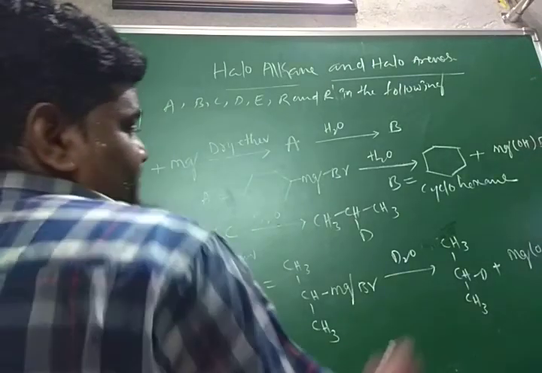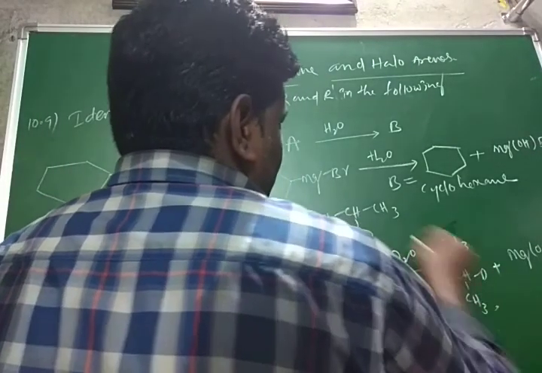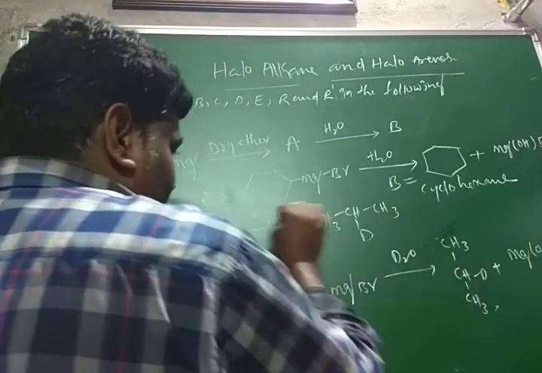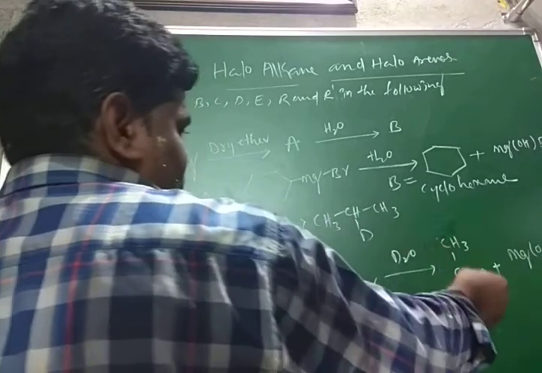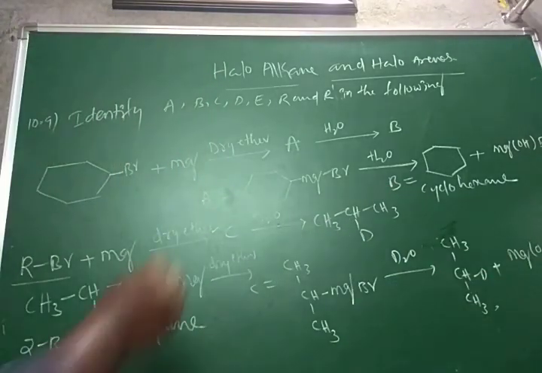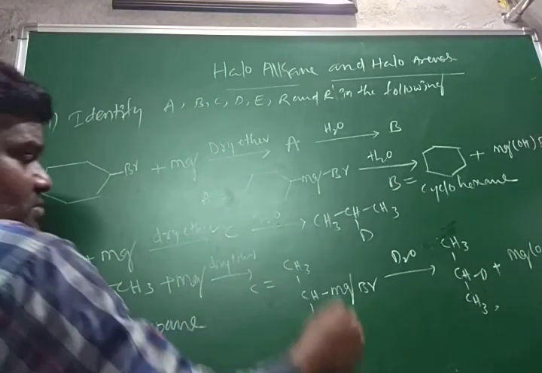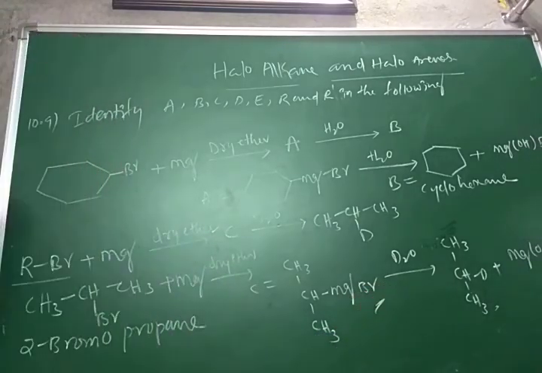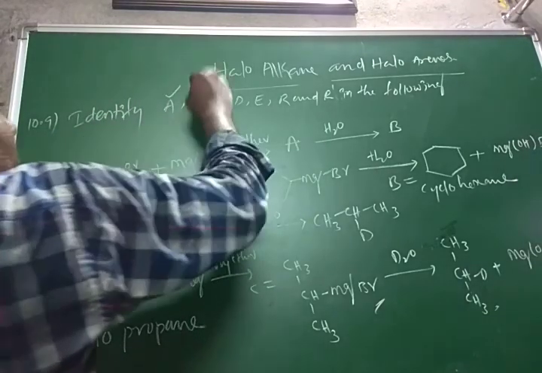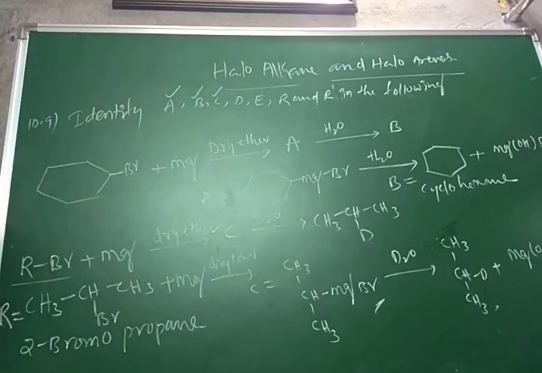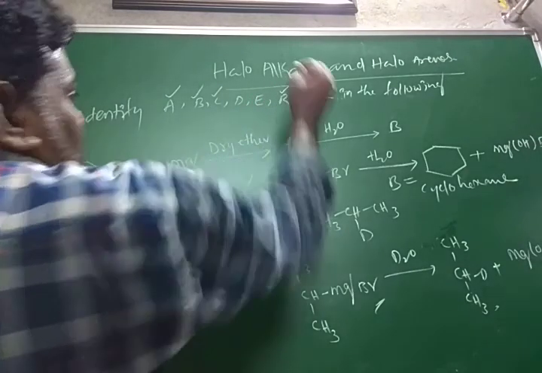This is the product of D. Already it is given here, but C is not this D; this is the product as given in the textbook, and C is this one, and R is 2-bromopropane. So R is 2-bromopropane. Here B is completed, C completed, and R is also over.